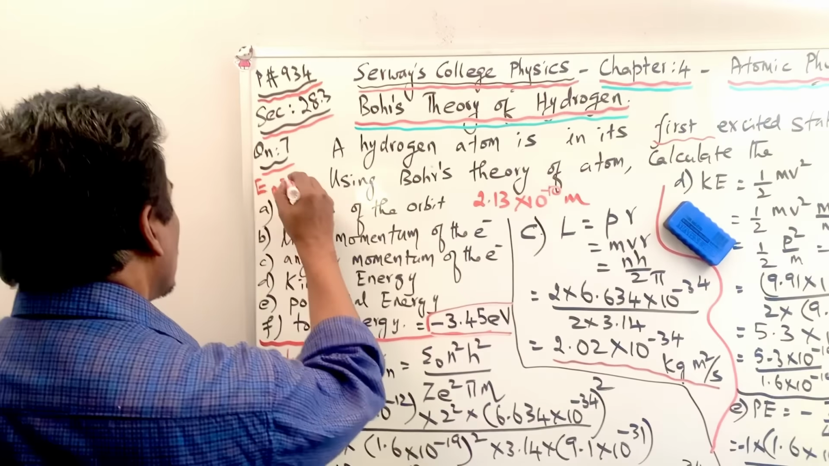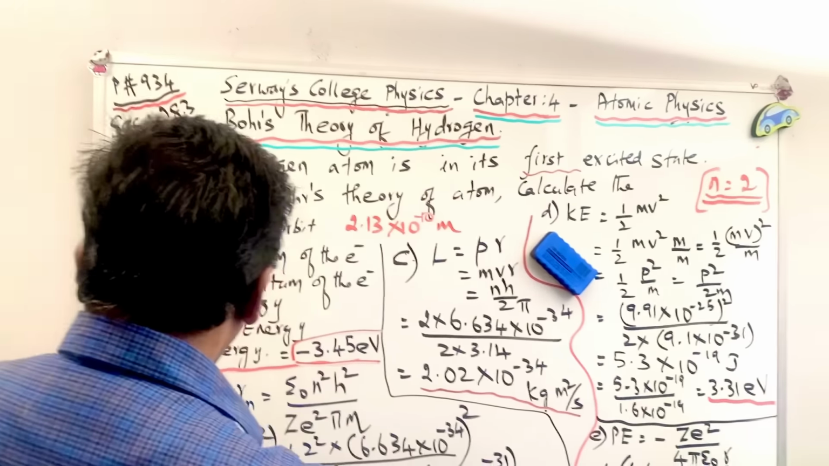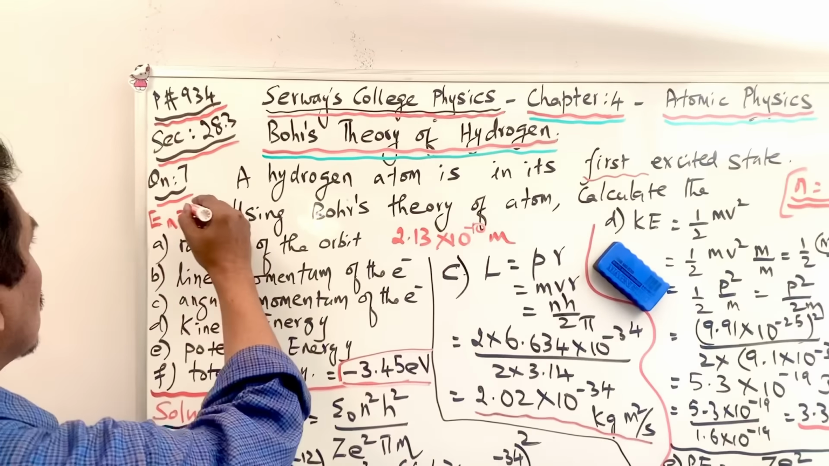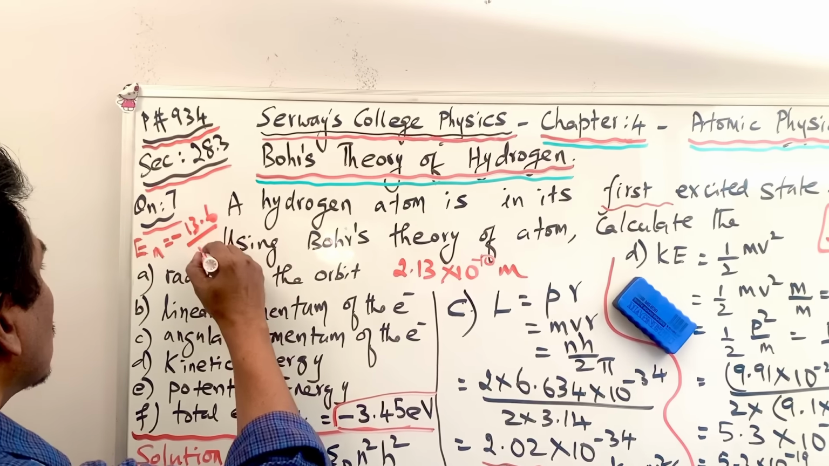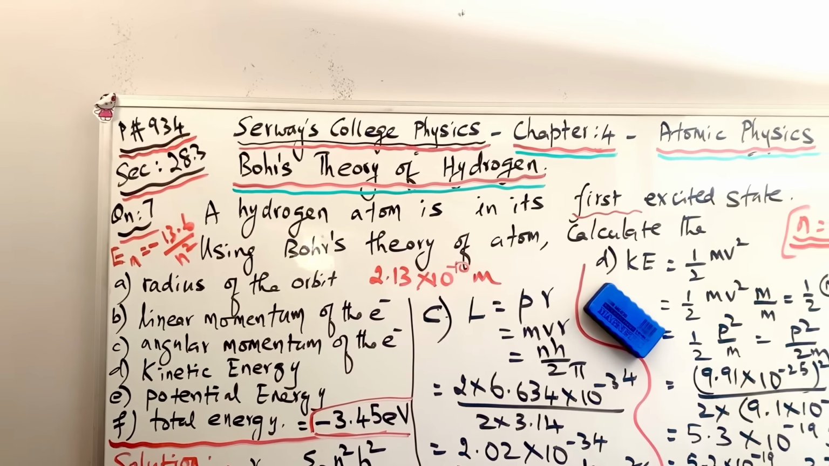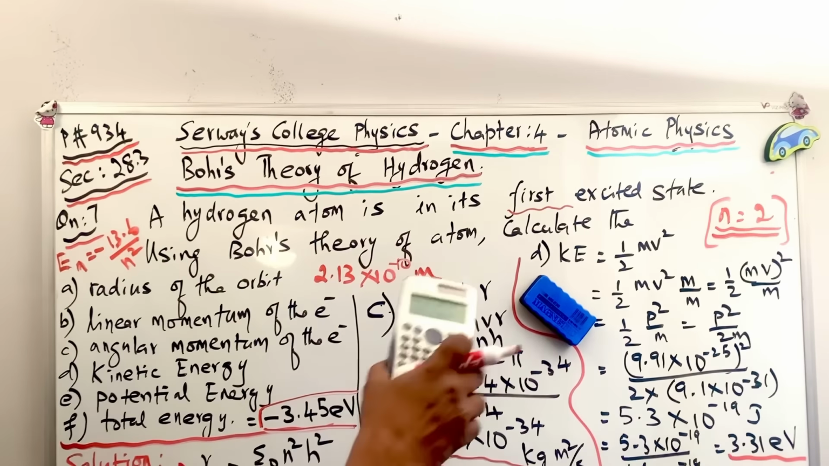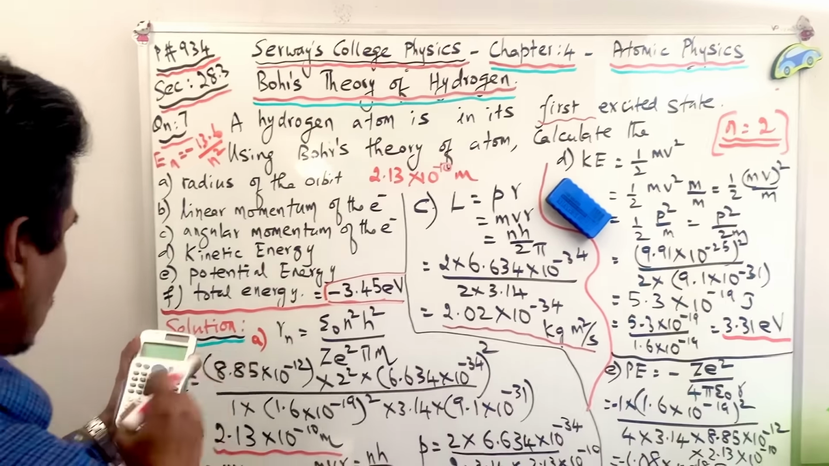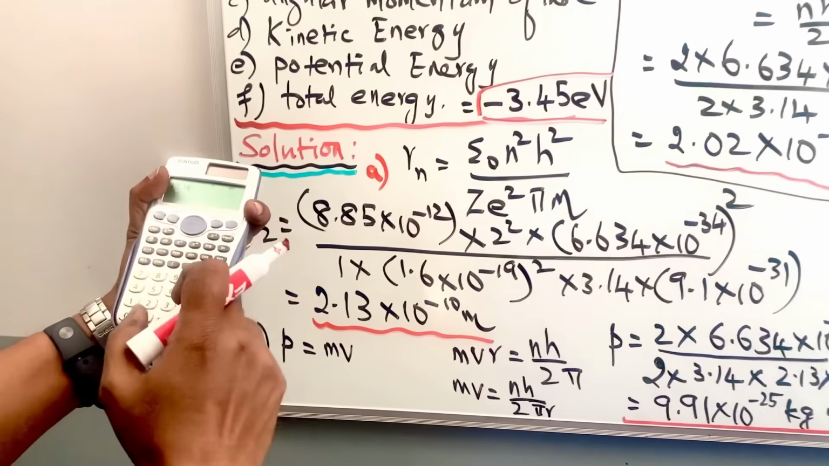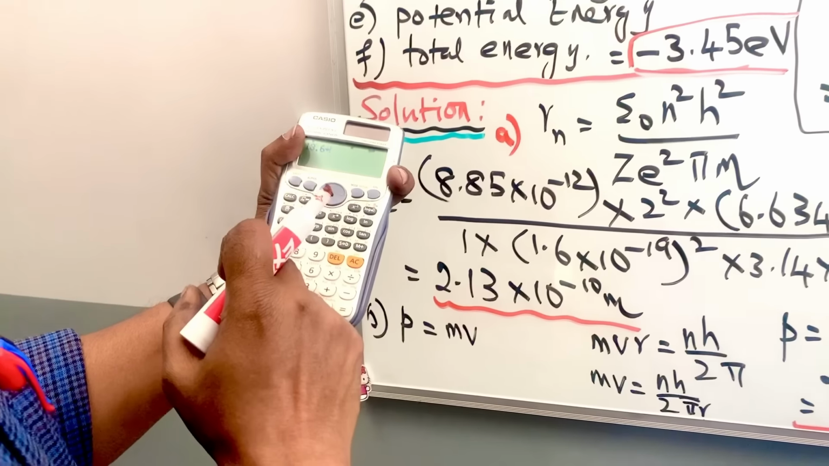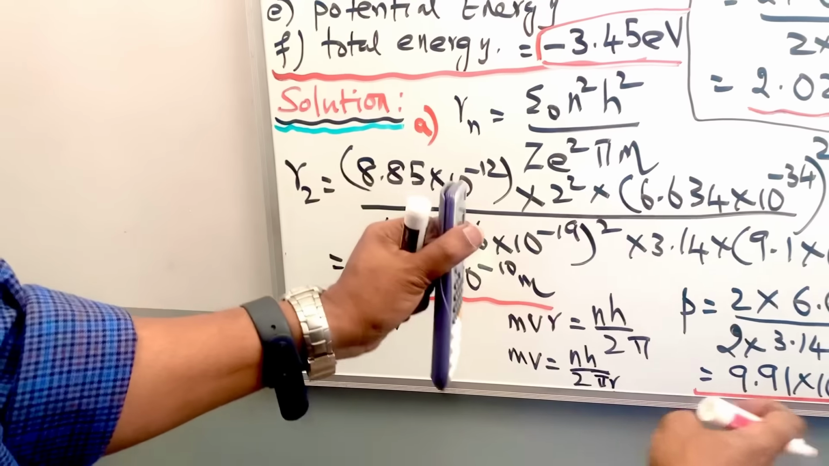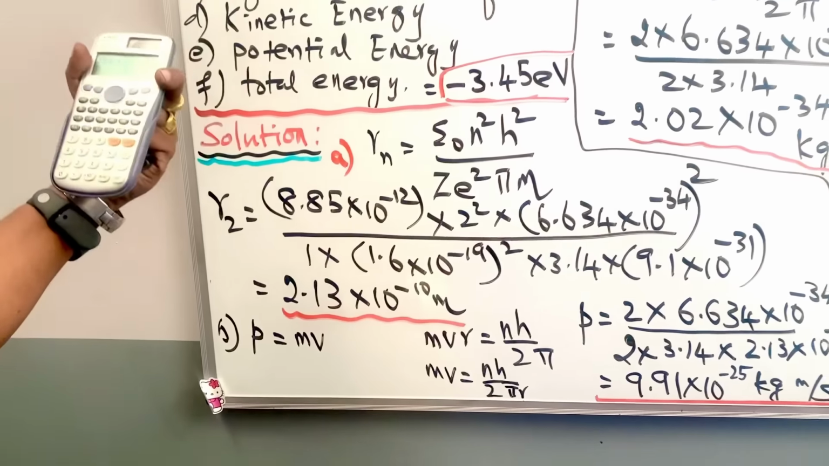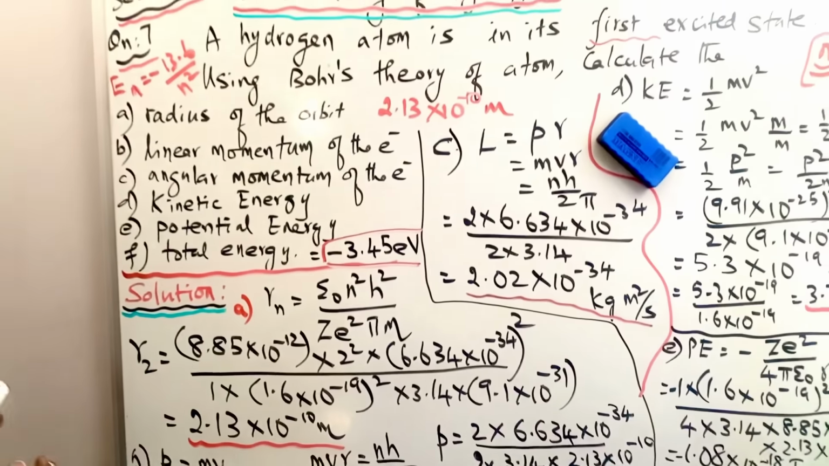Also, there is a formula available. En, the total energy, is equal to negative 13.6 over n squared electron volt. So in this case n is 2, so 13.6 divided by 4 will be equal to, we are getting the same answer, 3.4. So this is a general formula.